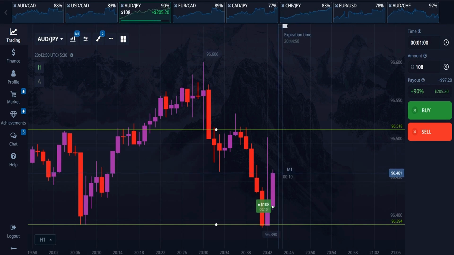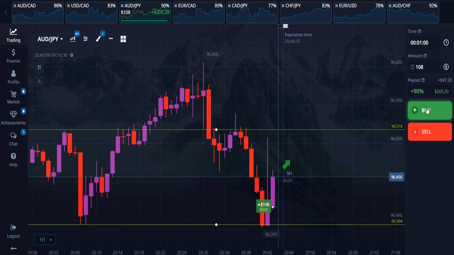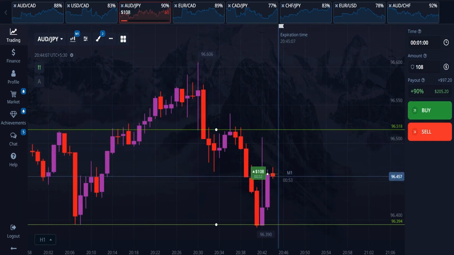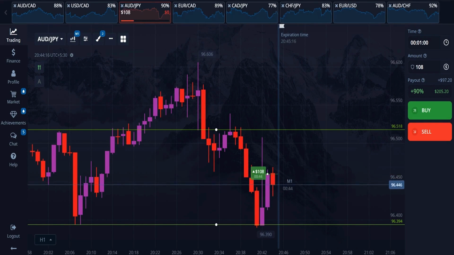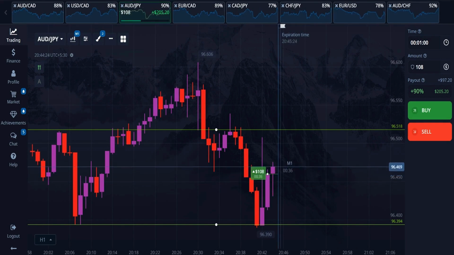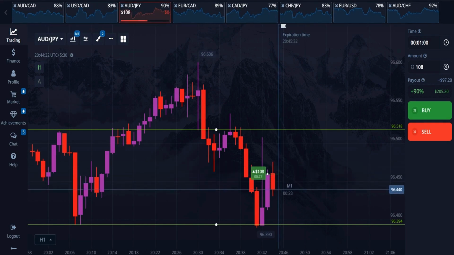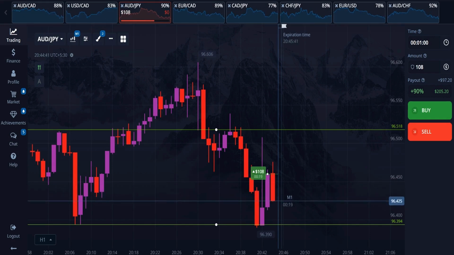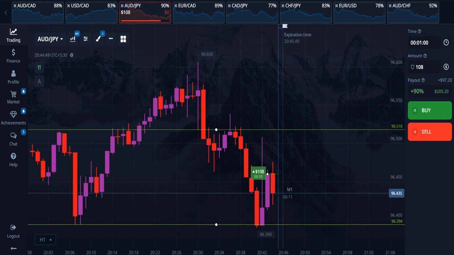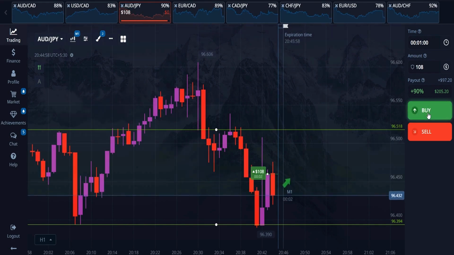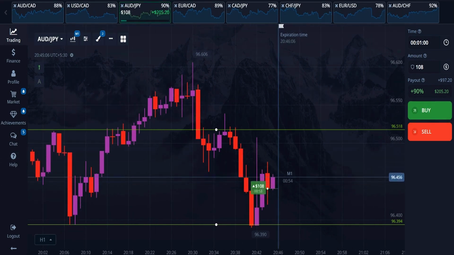For this strategy, the candle time frame will be 1 minute, and the trade expiry will also be 1 minute. The best trading time is European and New York sessions. Avoid trading 30 minutes before and 45 minutes after high or medium impact news events. Now, I've placed 5 buy trades based on this strategy.